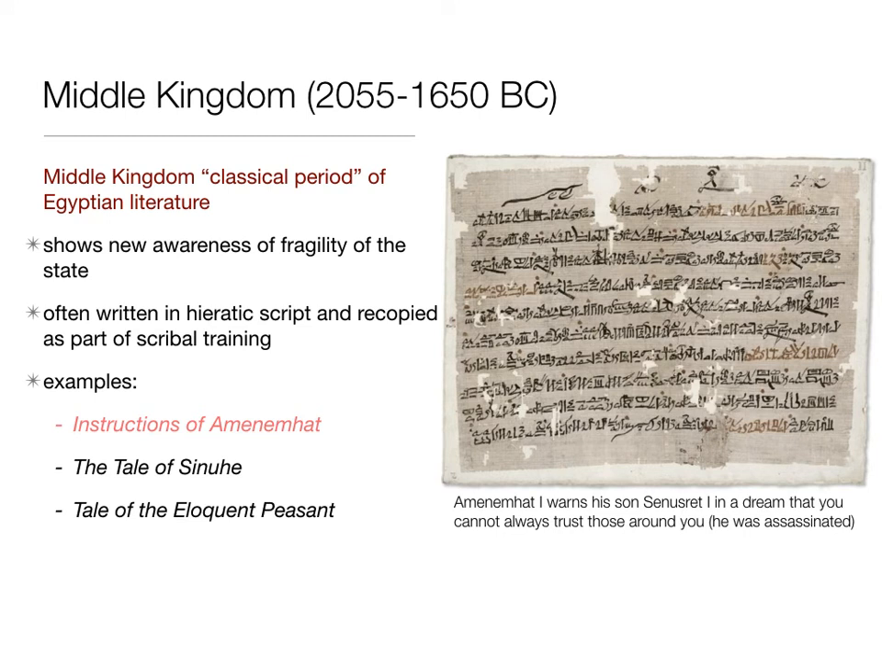So another thing the Middle Kingdom is known for is as a period of classical literature in Egypt. It's really kind of the golden age of Egyptian literature, and later periods reflect on this, and we see a lot of examples of this in papyrus and other sorts of media.